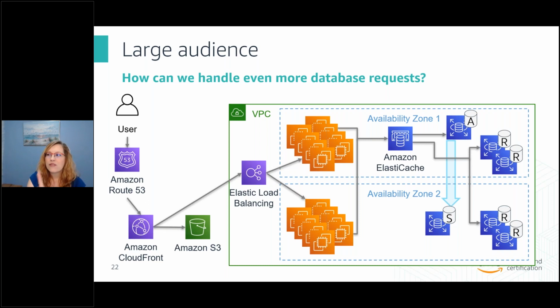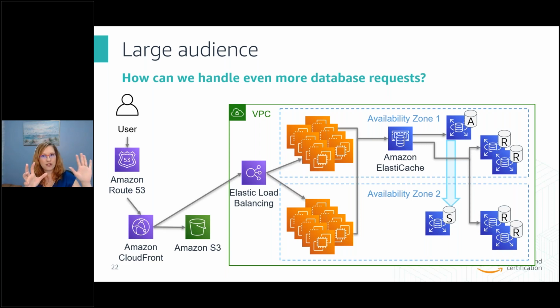But there's one more thing that we can do to handle even more database traffic, and that is implementing Amazon Elasticache as a caching service. Now, what a caching service does for our web application is it allows us to store commonly accessed data from the database inside of the cache. Now, a cache is just a non-relational database. It's what we call an in-memory database.